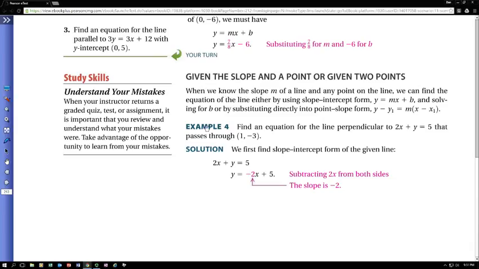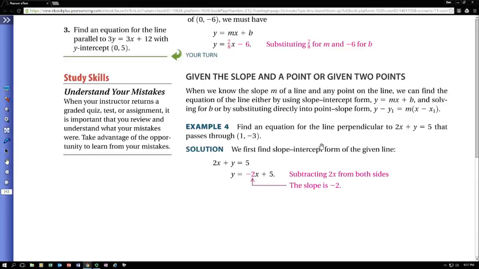So example 4, it says find an equation of a line perpendicular to this equation 2x plus y equals 5 that passes through this point here. Okay?